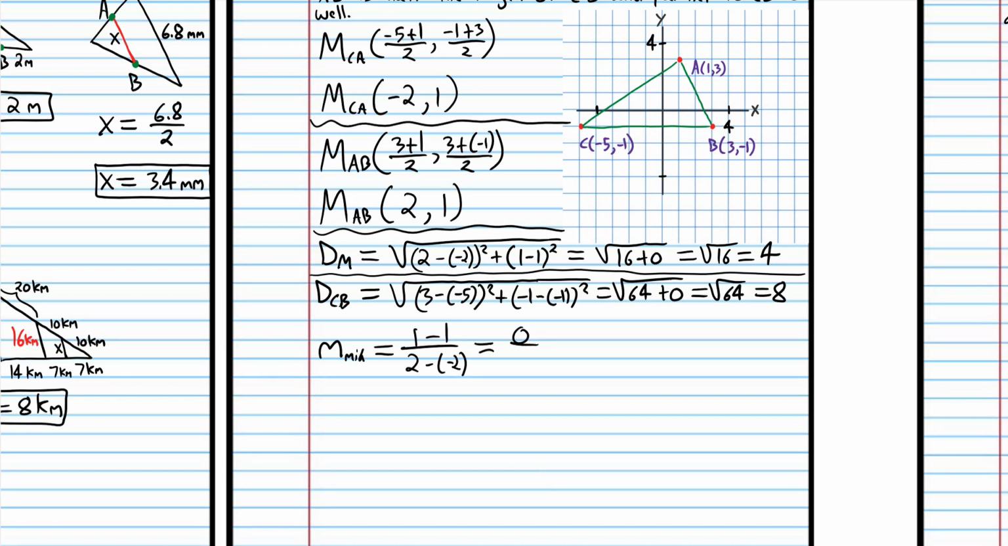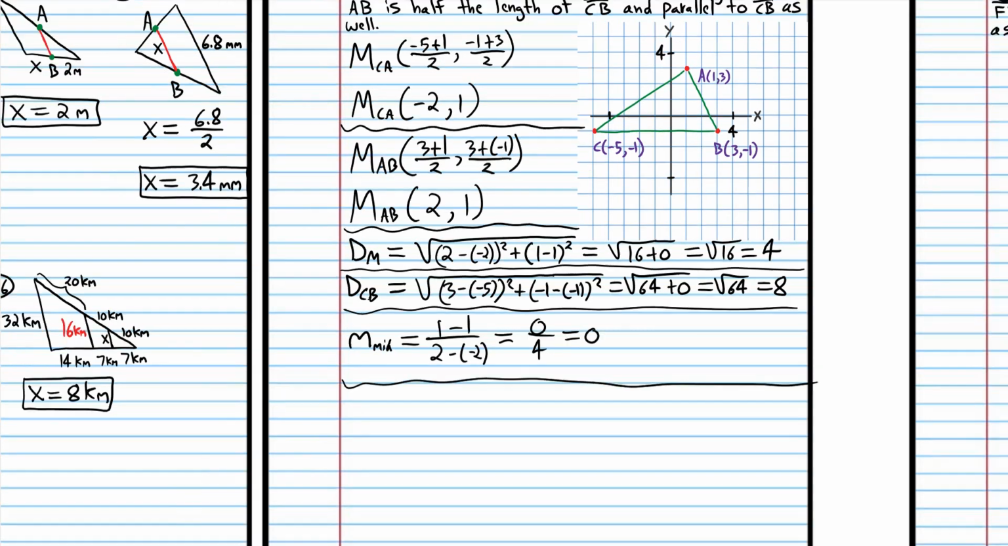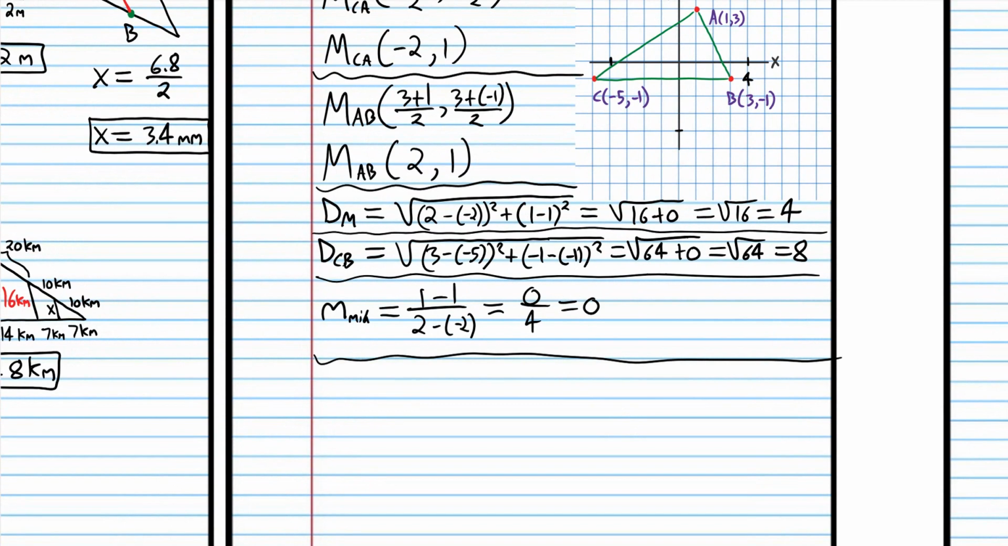And we get 0 over 4, which is 0. So now we're going to find the slope of segment CB and show that that's also 0. That'll prove that those two segments are parallel.